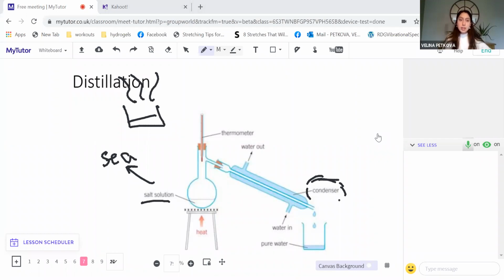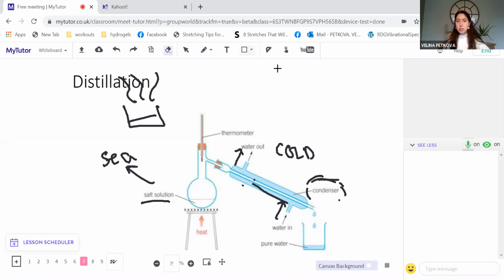Yes, brilliant. It condenses the water vapor, cooling the gas so it turns back to water. Exactly. As we can see here, it has water in and here's water out. So you're pumping cold water through the condenser the whole time. This allows any vapor that comes through the condenser to condense back into liquid. In this case, we have water vapor coming through here, and it cools down, and that's how we get our water at the end.